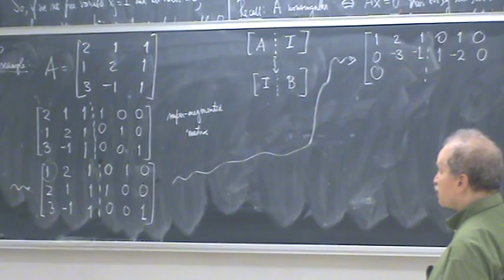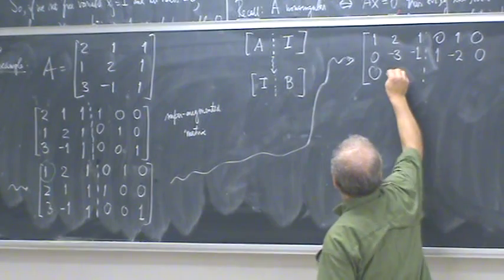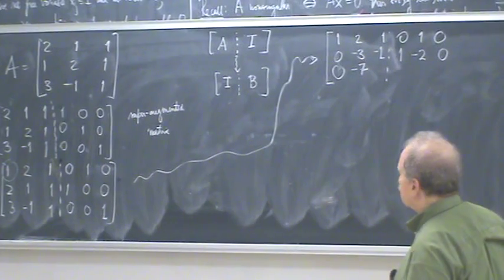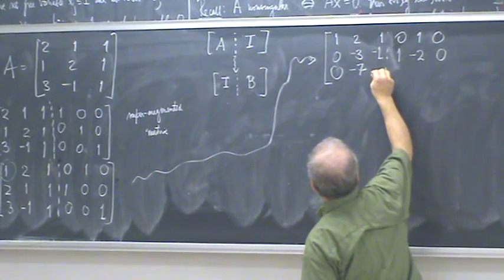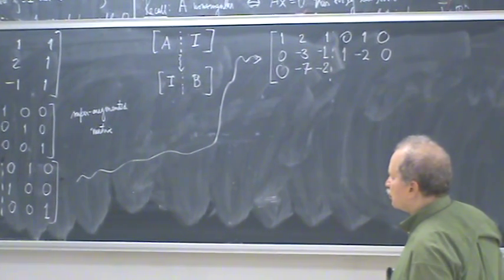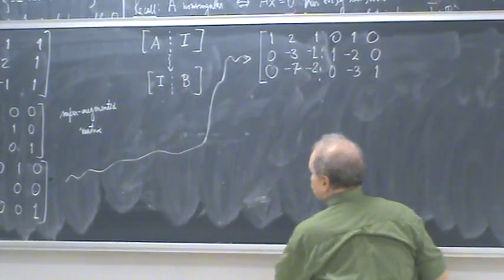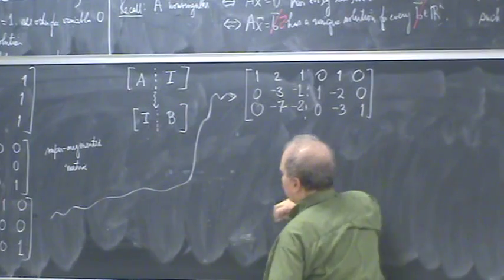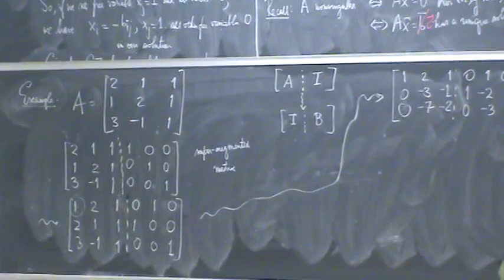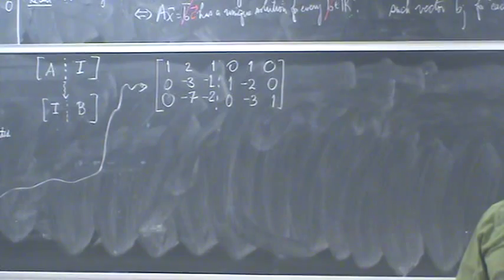Negative 1 minus 6. So, subtracting. And then 1 minus 3. Negative 2. And what happens on the right? 0, negative 3, 1. Right, so we were adding negative 3 times the first row to the last row. Now what do I do? Yuck. We had something like this 3 days ago.